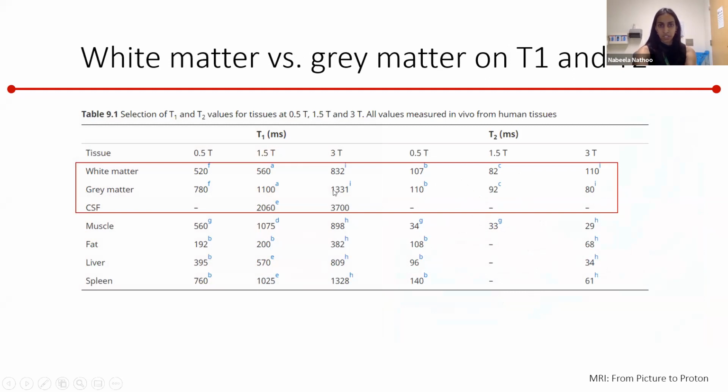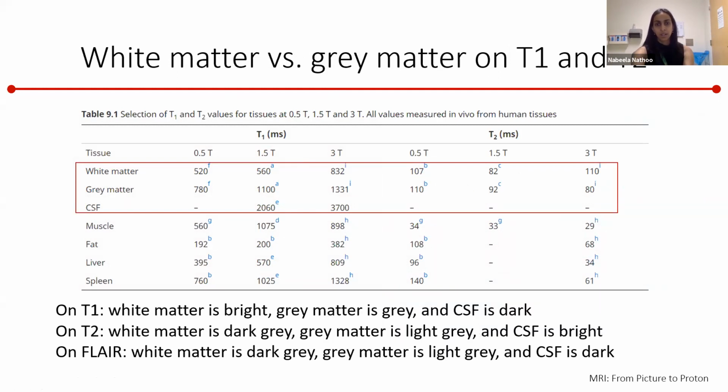So first things first, T1 is always longer than T2. And they basically laid out what the general values would be for white matter, gray matter, and CSF at different magnetic field strengths. So most often we'll use either 1.5 T, or if we get lucky, 3 T. And for those of you that don't do MRI work, the basic gist is on T1, white matter is bright, gray matter is gray, and CSF is dark. On T2, white matter is dark gray, gray matter is lighter gray, and CSF is bright.